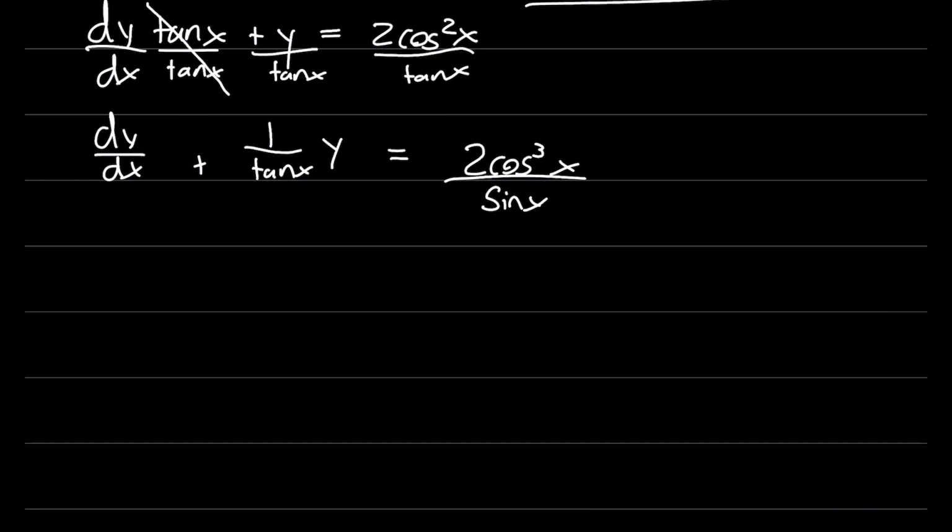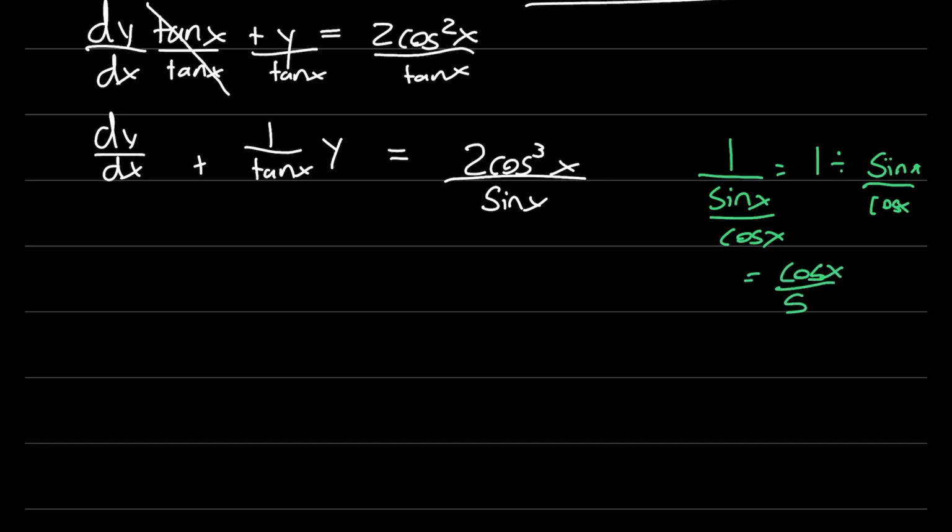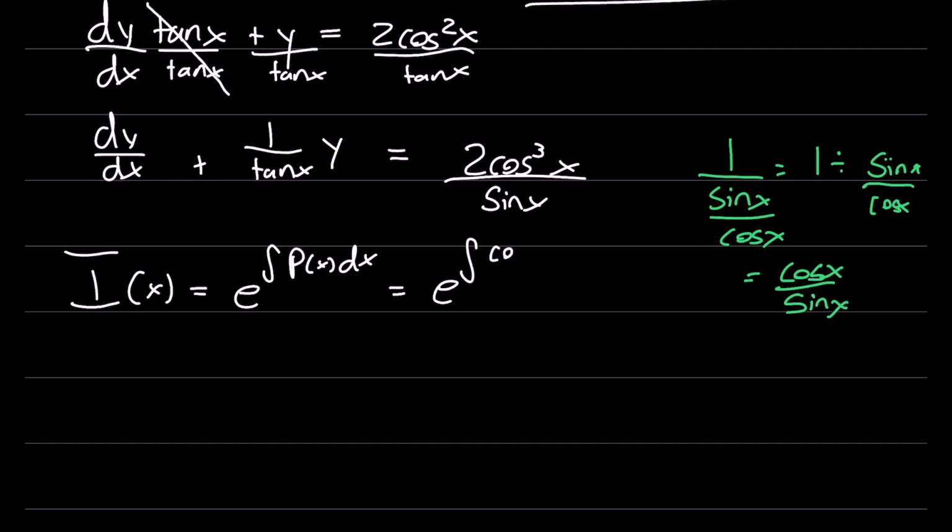So we know that 1 over tan x is the same thing as saying 1 over sine x over cos x, which is equal to cos x over sine x. Which means that if we're trying to find I of x, which is equal to e to the integral of p of x dx, this will be equal to e to the integral of cos x over sine x dx.